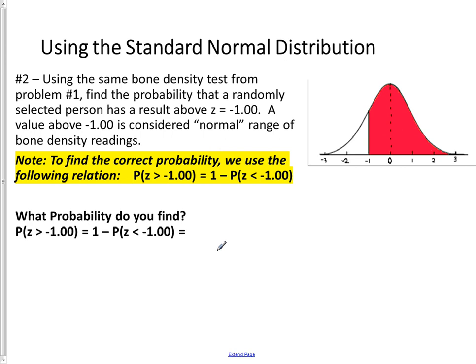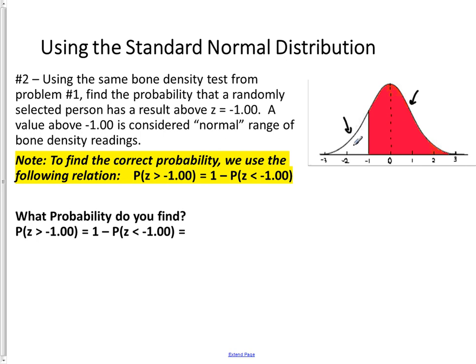Well, let's try it again. This time, let's say we're interested in finding the probability that a randomly selected adult has a bone density greater than negative 1.0. That is 1 less than the normal standard deviation. Well, again, the relation we need to use right here is to recognize that if we want a probability that something's greater, we're going to use the fact that if we took the probability over here, this area in white, and added this probability area here in red, we should get a total of 1, right?